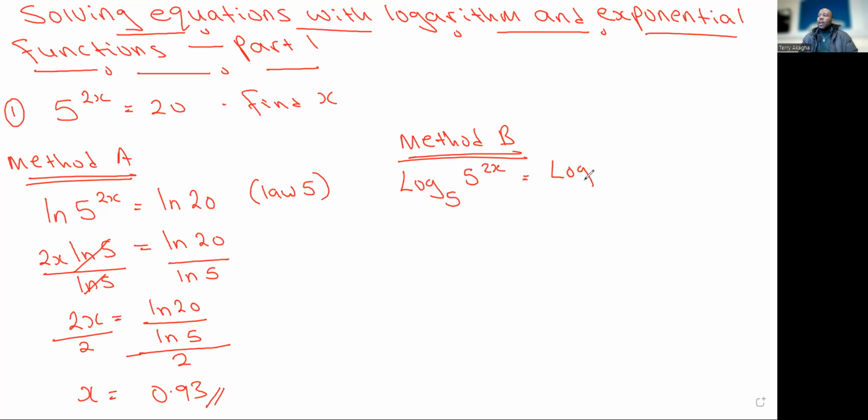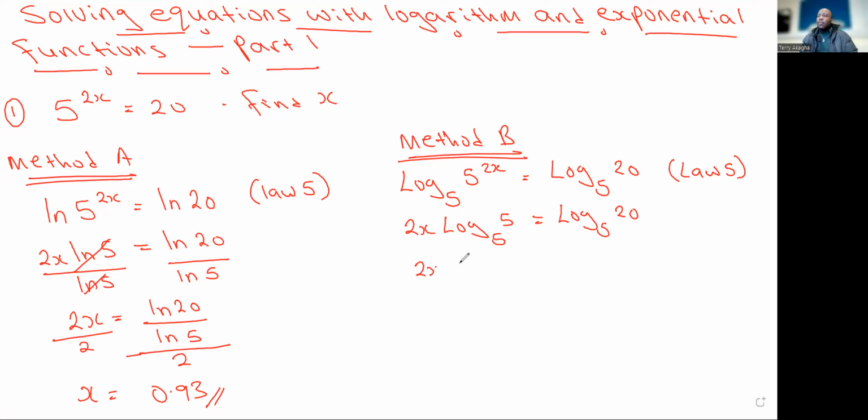Are you seeing it? I take log base 5 to both sides. Then you bring down the 2x. So we're going to have 2x times log base 5 of 5, which is equal to log base 5 of 20. Now, log base 5 of 5 is equal to 1. So it will be 2x times 1.